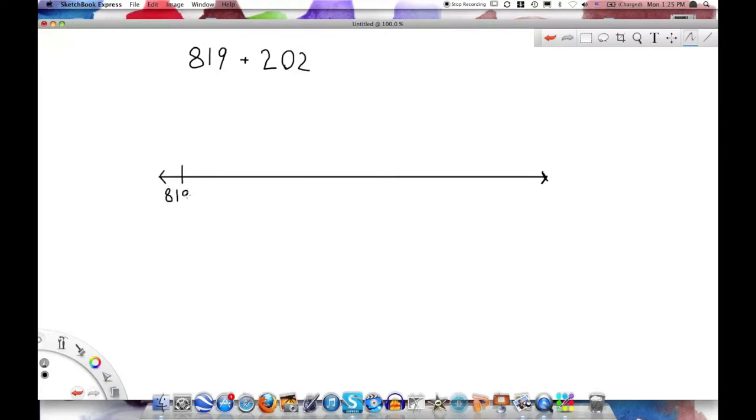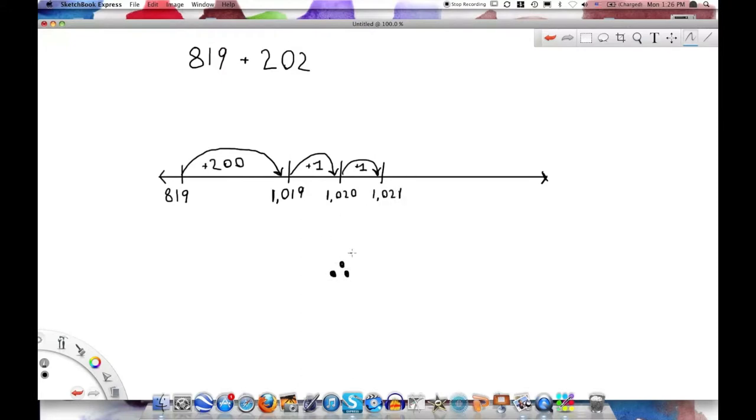To solve, we started at 819 on the left side of the number line, then jumped 200 units to the right, which put us at 1,019. Then we jumped one unit and then one unit again. We landed on our final answer of 1,021.